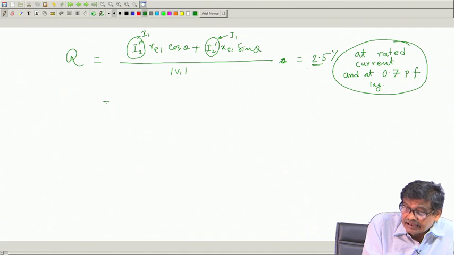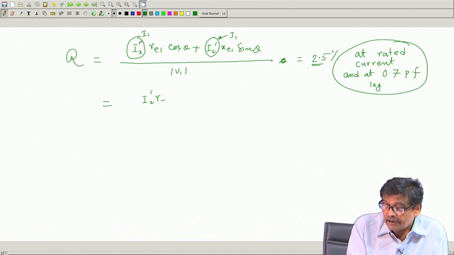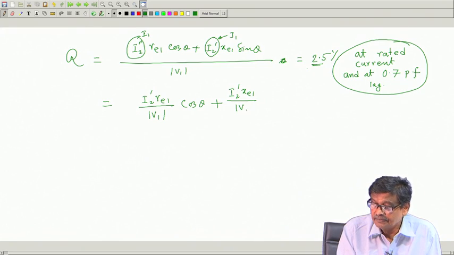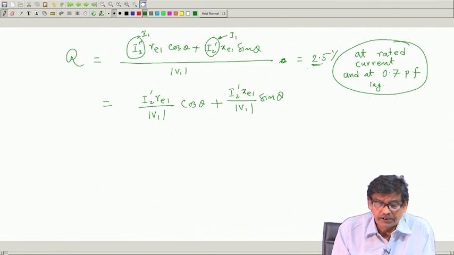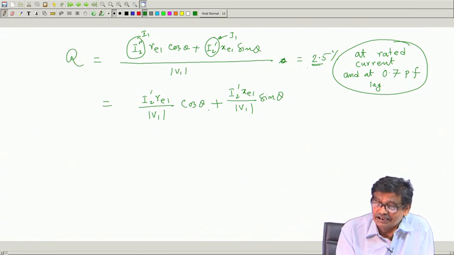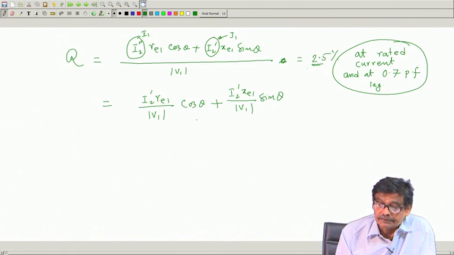This expression can be written as I2' Re1 by V1 cos theta plus I2' Xe1 by V1 sin theta. What will be the regulation of an ideal transformer? Re1 is 0, Xe1 is 0, so it will be 0. For an ideal transformer, regulation is 0, because there are no internal drops taking place.